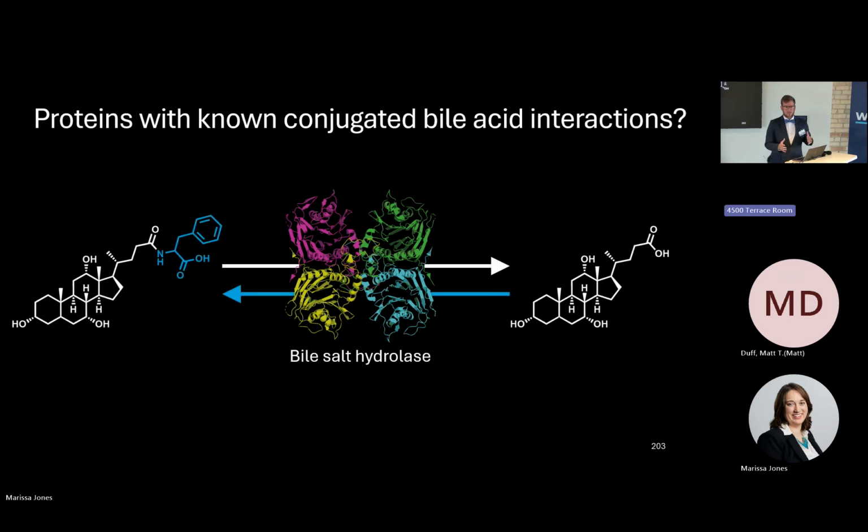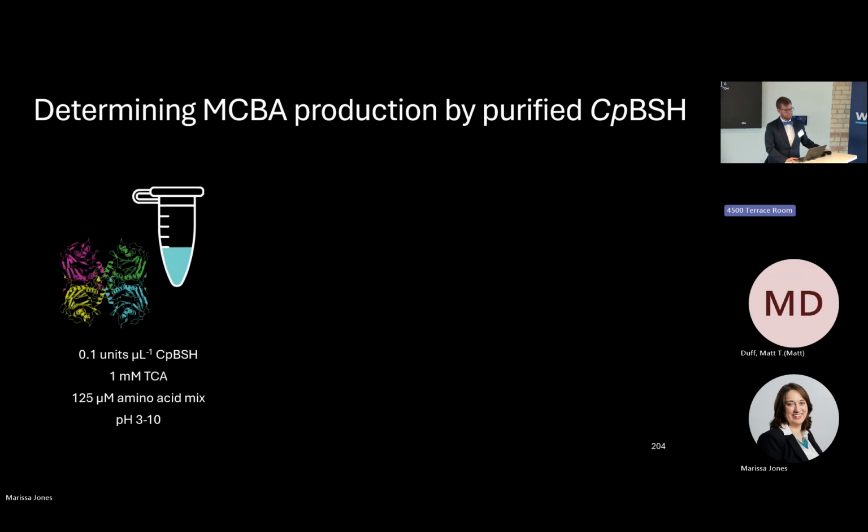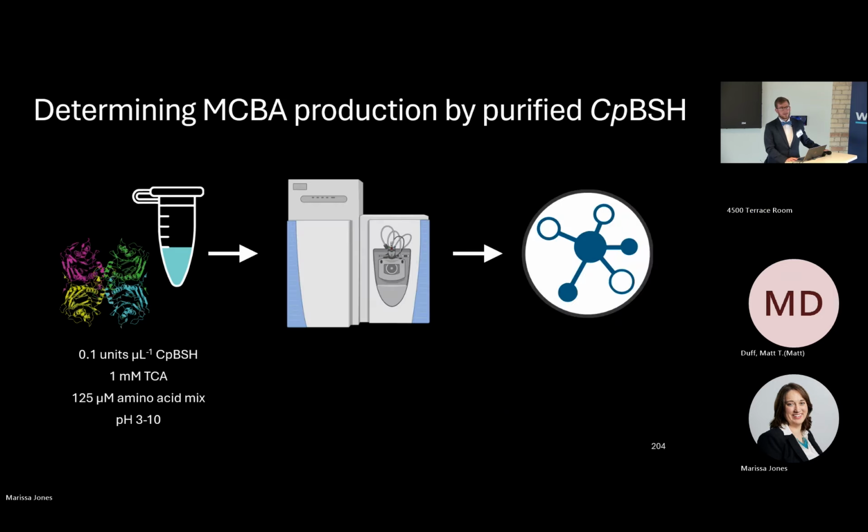So the next stage of this work was just seeing if bile salt hydrolase on its own could perform the reverse reaction, conjugating bile acids instead of deconjugating them. So again, a relatively simple, straightforward experiment, just incubating this purified enzyme with taurocholic acid and an equimolar amino acid mix across various pHs to see if I could further characterize the actual catalytic activity. Took these extracts, ran them on our LC-MS/MS using our standard workflow, followed by annotation through GNPS.